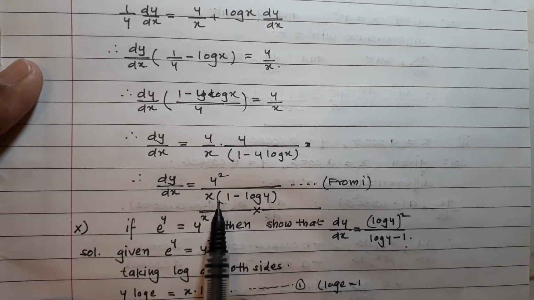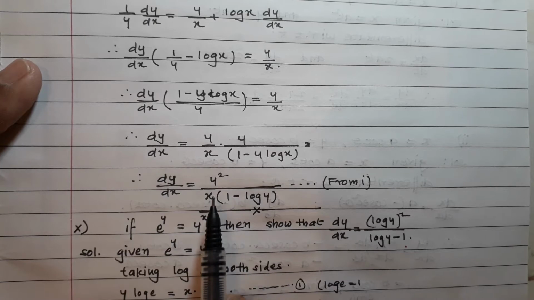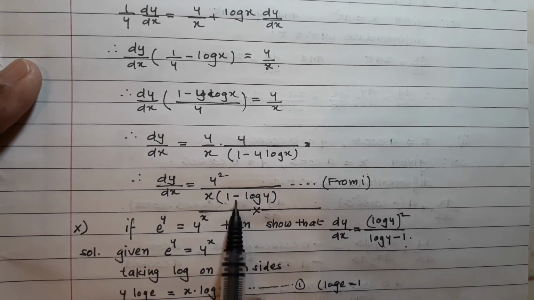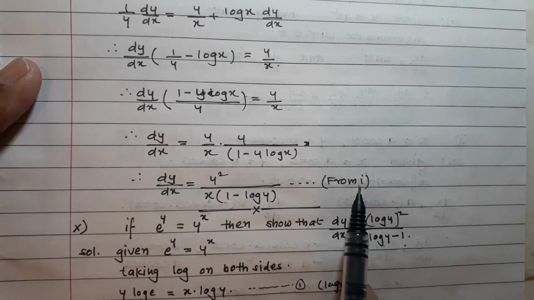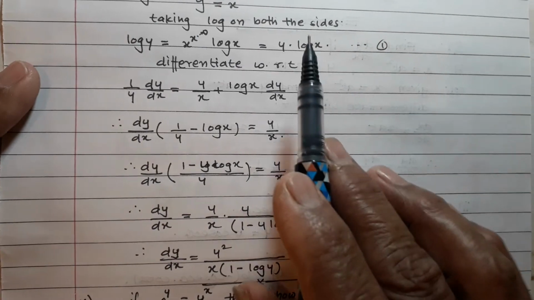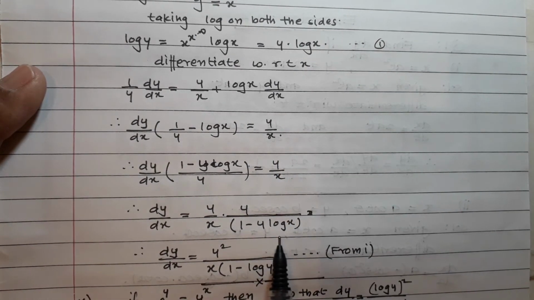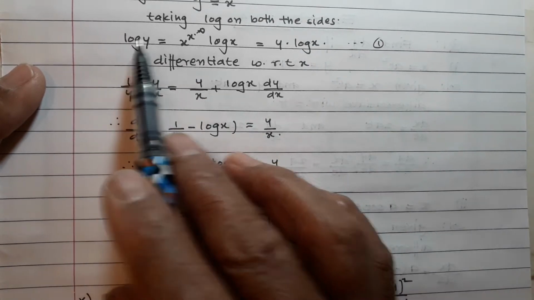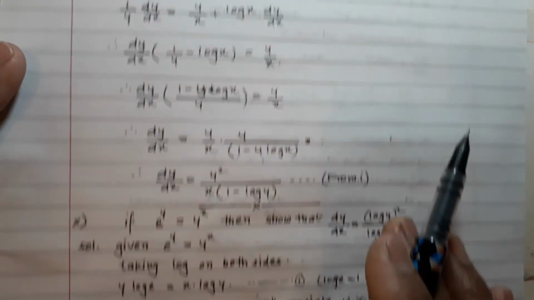Therefore dy/dx is equal to y square upon x into bracket 1 minus log y, from equation 1. Okay, so this is what you have: log y is equal to y log x. So for log y I substitute y log x. This step is important, try to understand.